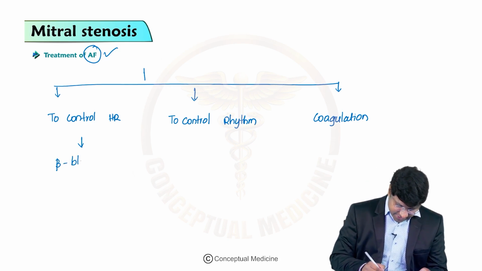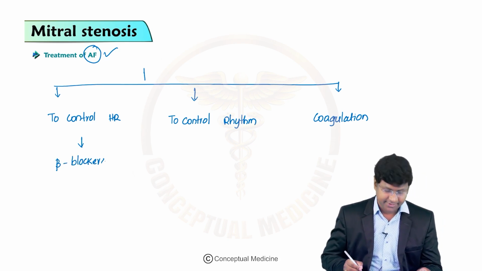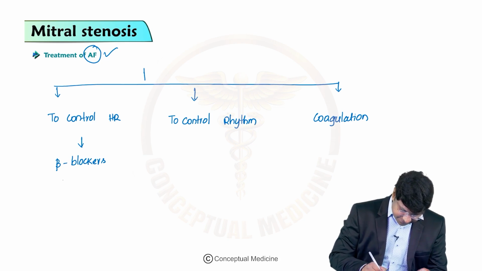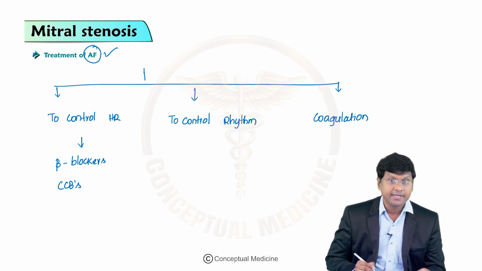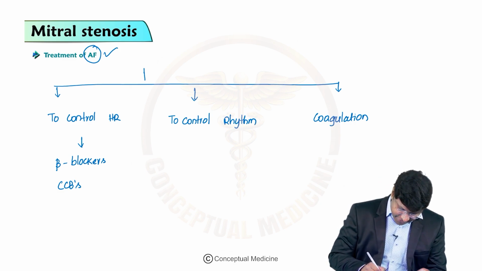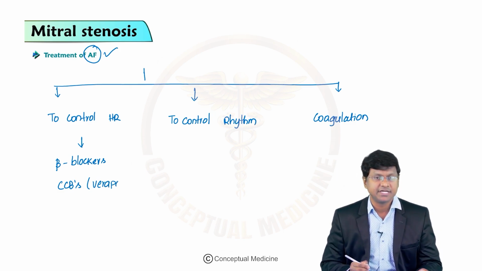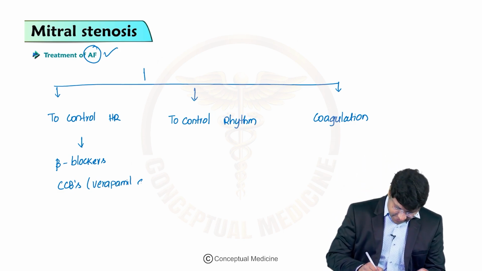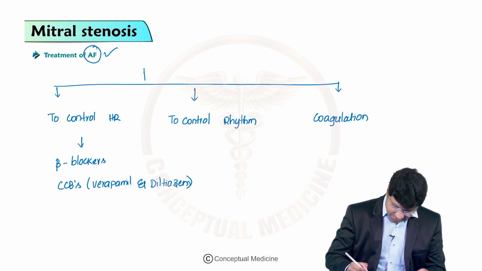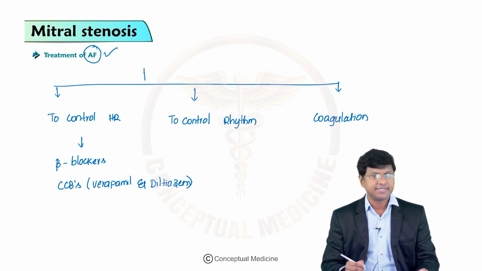So, what are the drugs that you will give to control the heart rate? We give beta blockers, and then non-dihydropyridine calcium channel blockers. What are the examples for that? Verapamil and as well as the diltiazem.